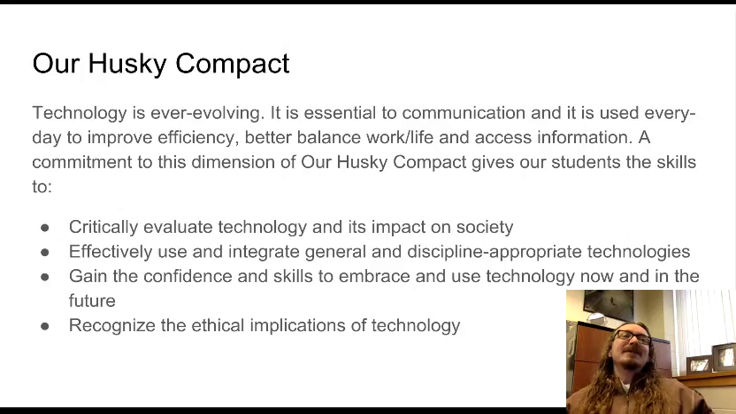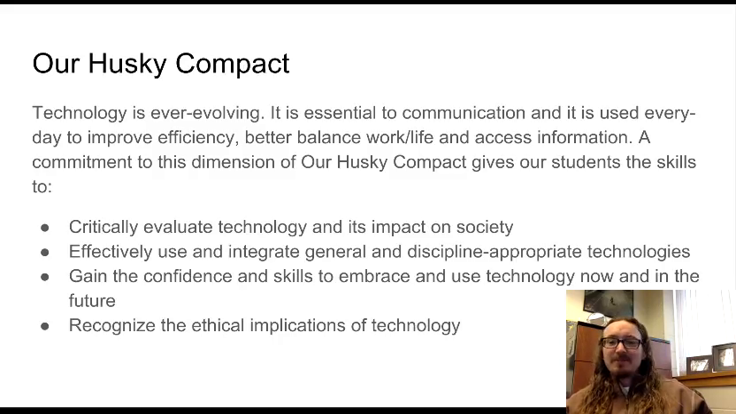Specifically, it goes on to say, critically evaluate technology and its impact on society. So that doesn't sound just like a booster tradition to me. Effectively use and integrate general and discipline appropriate technologies. So again, that seems to be showing awareness that not all fields use technologies the same way for the same reasons, right? Gain the confidence and skills to embrace and use technology now and in the future, and recognize the ethical implications of technology.